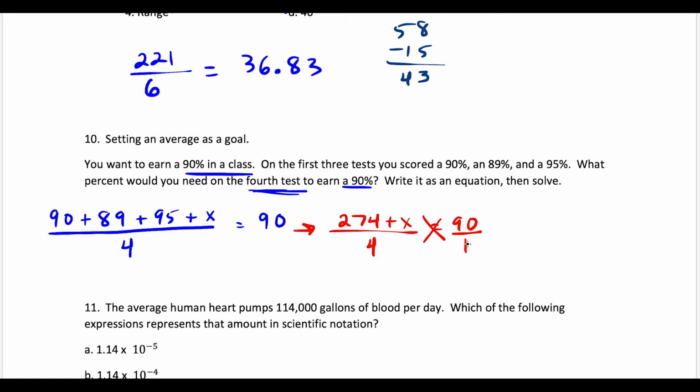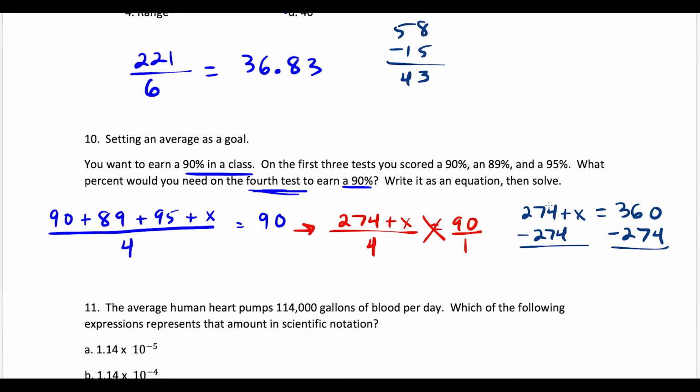like this. So if I do 1 times 274 plus X, well, just know 1 times anything just gives you whatever you're multiplying it by. So that's just going to give us 274 plus X equals, and now we do 90 times 4, that's 360. So then to solve for X, the 4th test score, we subtract 274 on both sides.